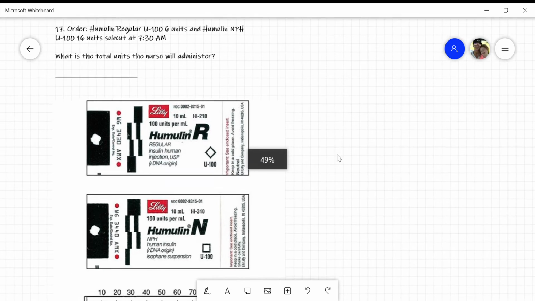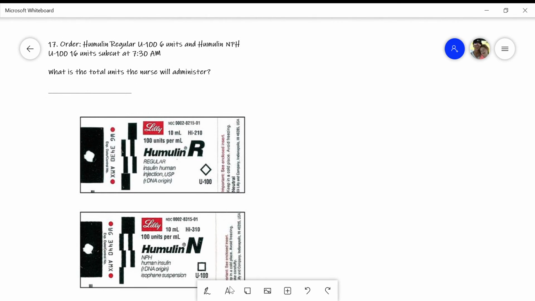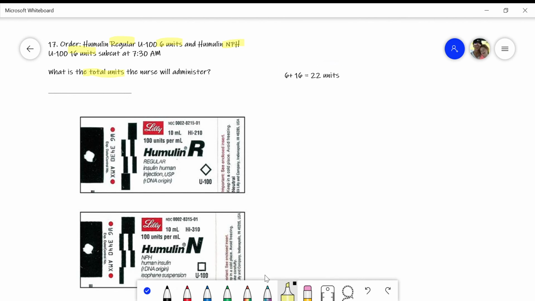And so it's another fun one. Our order, let me get my next paper, 17. We need to know the total units that are going to be administered. We need 6 units of the regular and 16 units of the NPH. So literally you are just going to add 6 plus 16. And that's going to give you 22 units. And so that's your total number that you're going to administer.